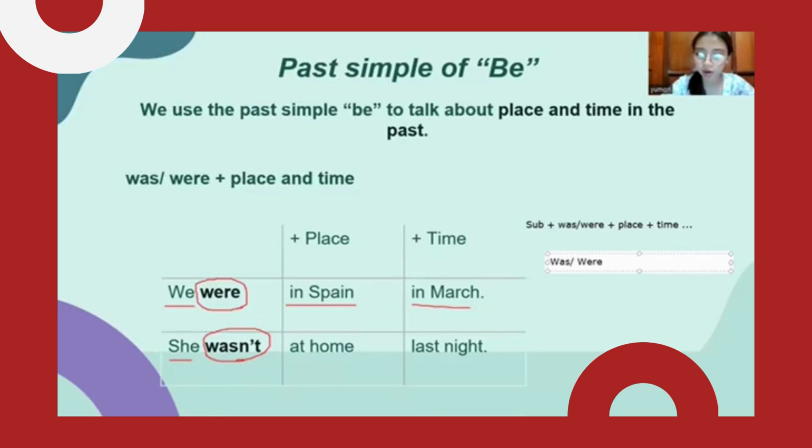So we usually start with the past simple be, was or were. Okay, was or were plus subject plus place and time. You continue the question, and it ends with a question mark. Okay? So in these examples, we have normal sentences, but not the questions.